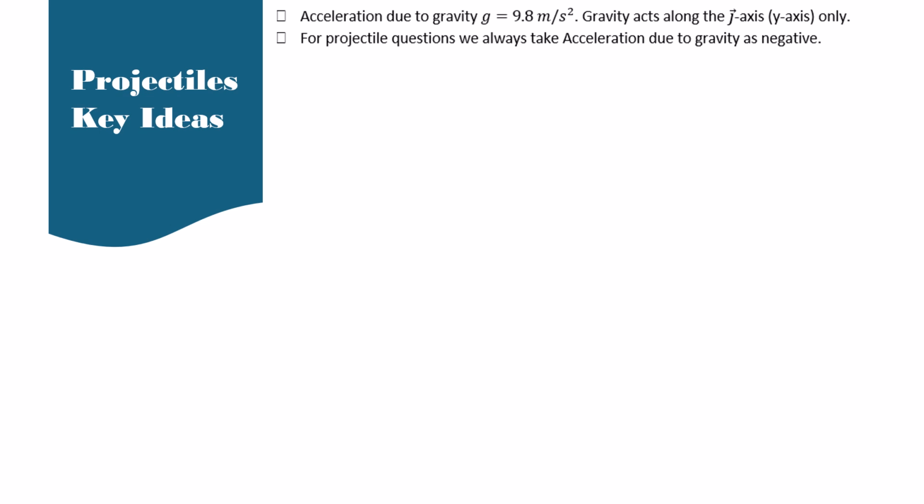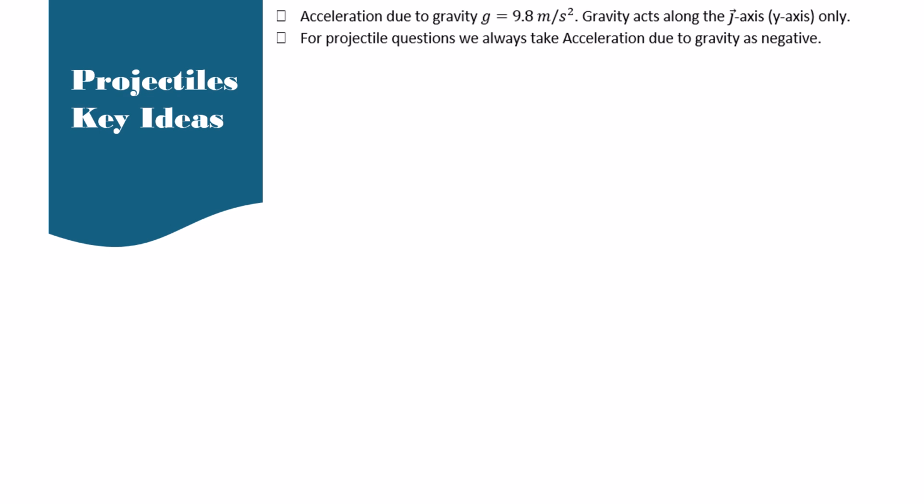So here are some projectile key ideas. These are the ones that you need to be very, very familiar with. You need to be able to work with it. Acceleration due to gravity is equal to 9.8 meters per second squared. Gravity only acts up and down, so along the y-axis. So it's only going to be in the y direction when we break the projectiles up. We always take acceleration due to gravity as negative.